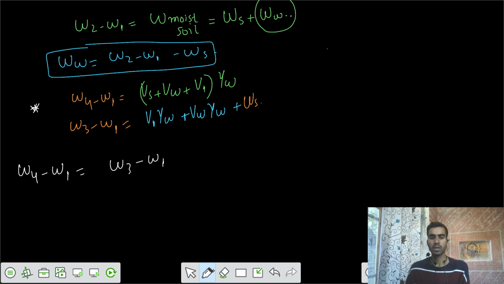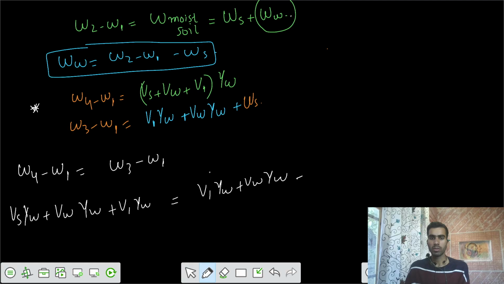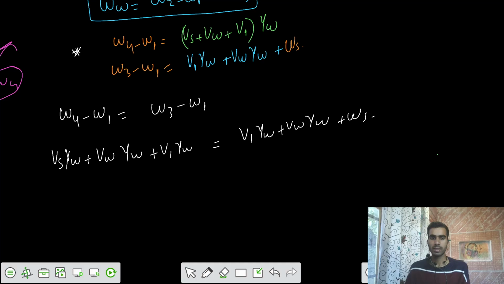Is it correct? So what is missing? Can you see what is missing? If I try to calculate this part, this was your volume of solids gamma W plus volume of water gamma W plus volume of water gamma W. This equals volume of water gamma W plus volume of water gamma W plus weight of solids. Is this exactly correct, or do we need to perform something else? Let me check. This is weight of solids into gamma W. This is the weight of solids.